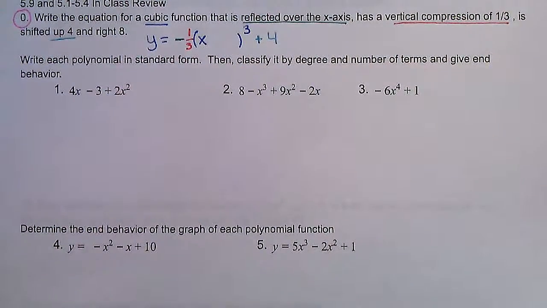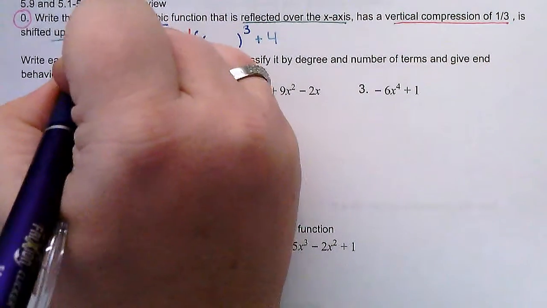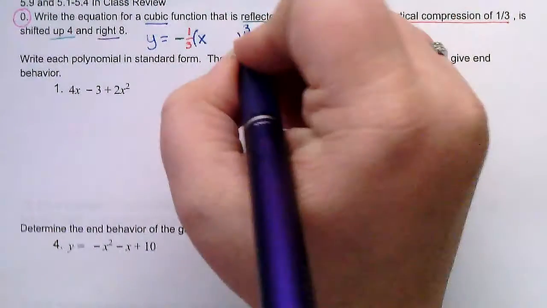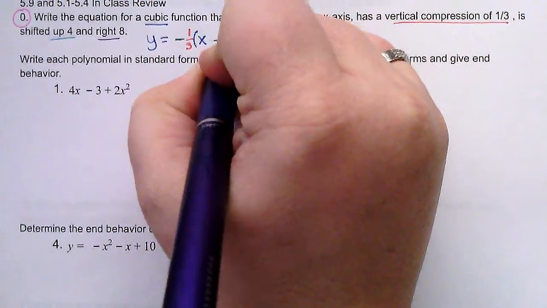So up 4. And then last but not least, it shifts right 8. Now right and left goes where? Inside the parentheses, plus or minus. Does it do what it says or does it do the opposite? Opposite. So inside we'll have a -8.